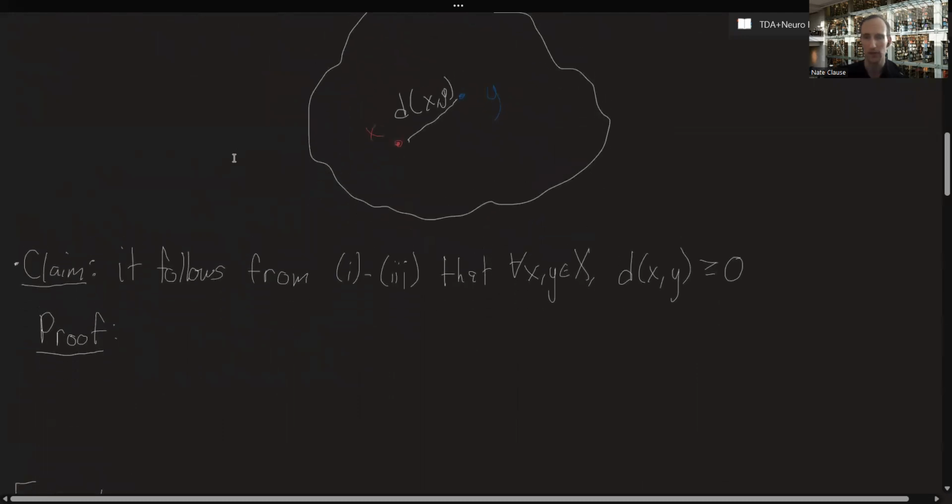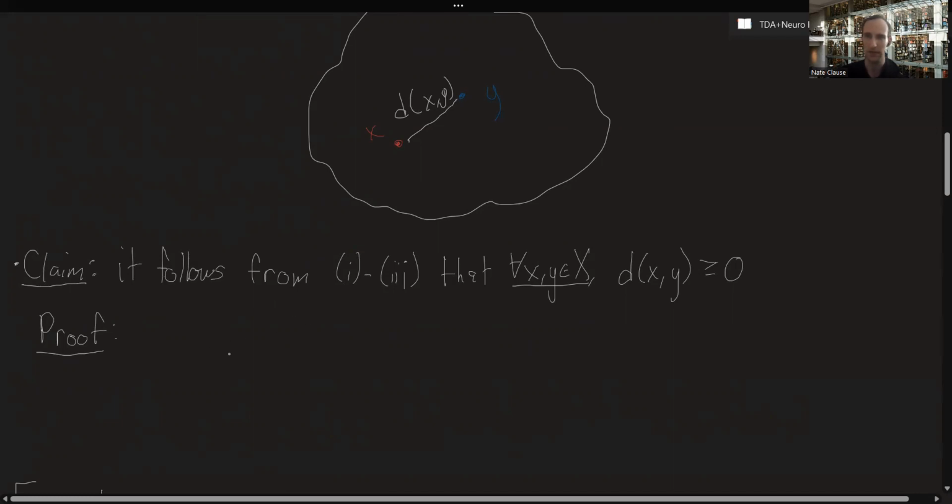One very important property of metric spaces is the following fact, which is that for all x and y in the metric space X, the distance between x and y is greater than or equal to 0. In fact, I've seen some places before where this property was stated as a condition that a metric space must satisfy in the definition of a metric space. However, stating this condition in the definition is redundant because here we're claiming that it follows from properties 1 through 3 already listed.